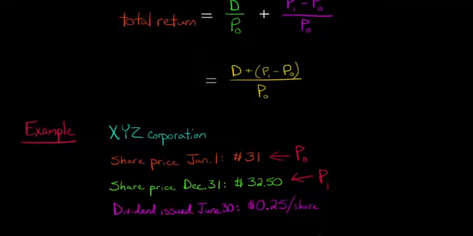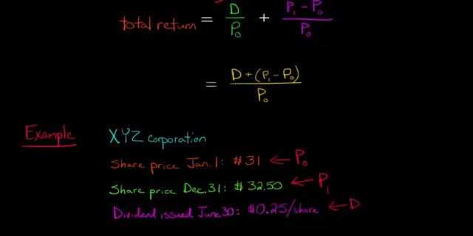Now we're going to assume that the firm didn't have any stock splits or anything during the year. That would complicate things. So we started at $31 a share, and then we went up to $32.50 a share. So we had an increase in the share price. So that's going to affect our return. Then also during that year, on June 30th, the firm issued a dividend of 25 cents a share. So that 0.25 is going to be our D. It's going to be our dividend.